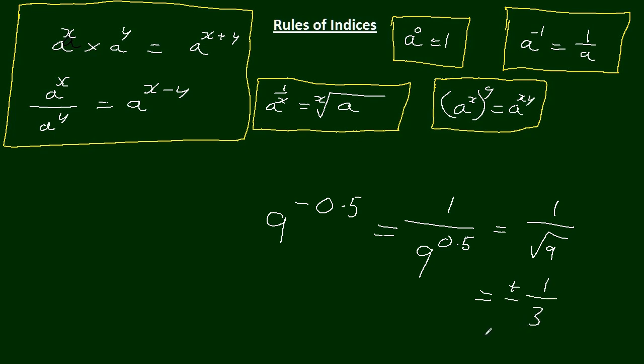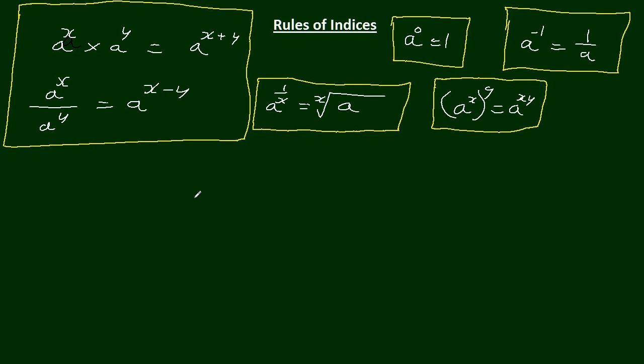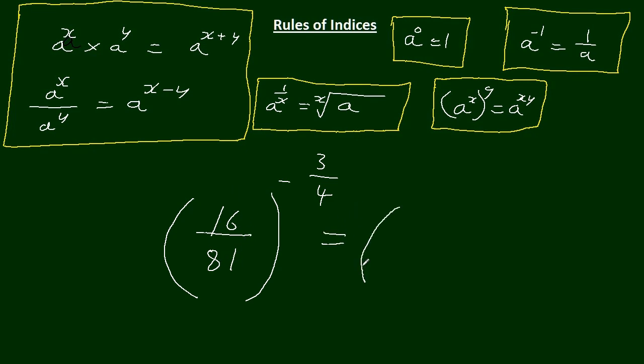And we'll do another one, a bit more complicated. Okay, let's look at this. 16 over 81 to the minus 3/4. The negative tells us it's a reciprocal. So we can just invert this. So we can write this now as to the 3/4. Always do this root first, so get rid of this.